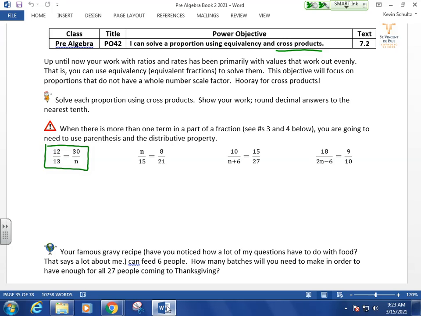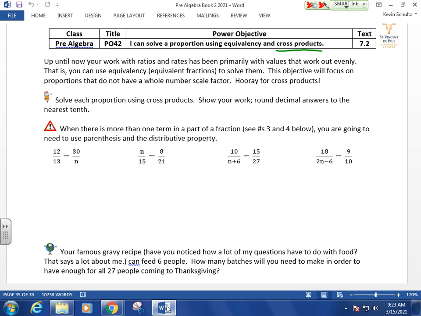You've solved for variables in fractions before using equivalency, using scale factor. So this objective is primarily going to focus on cross products. And as a review, what does cross products tell us that we can do? What's the whole gist behind cross products?